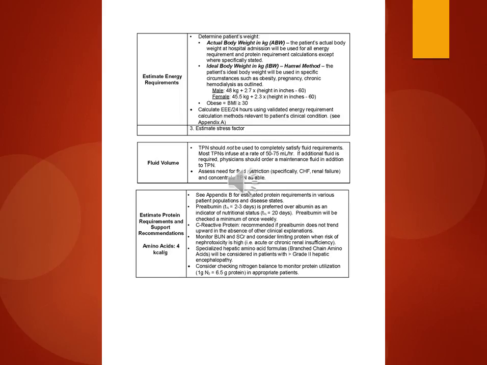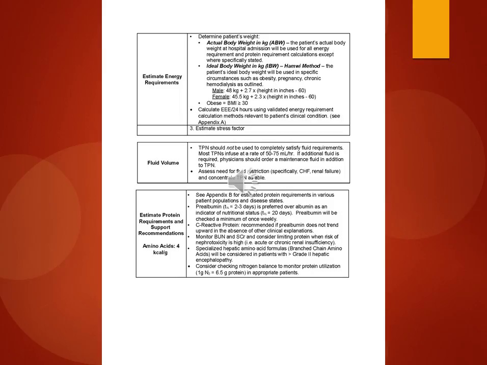TPN should not be used to completely satisfy fluid requirements. Most TPNs infuse at a rate of 50 to 75 mL per hour. If additional fluid is required, physicians should order a maintenance fluid in addition to TPN. Assess need for fluid restriction, specifically CHF and renal failure, and concentrate TPN as able.